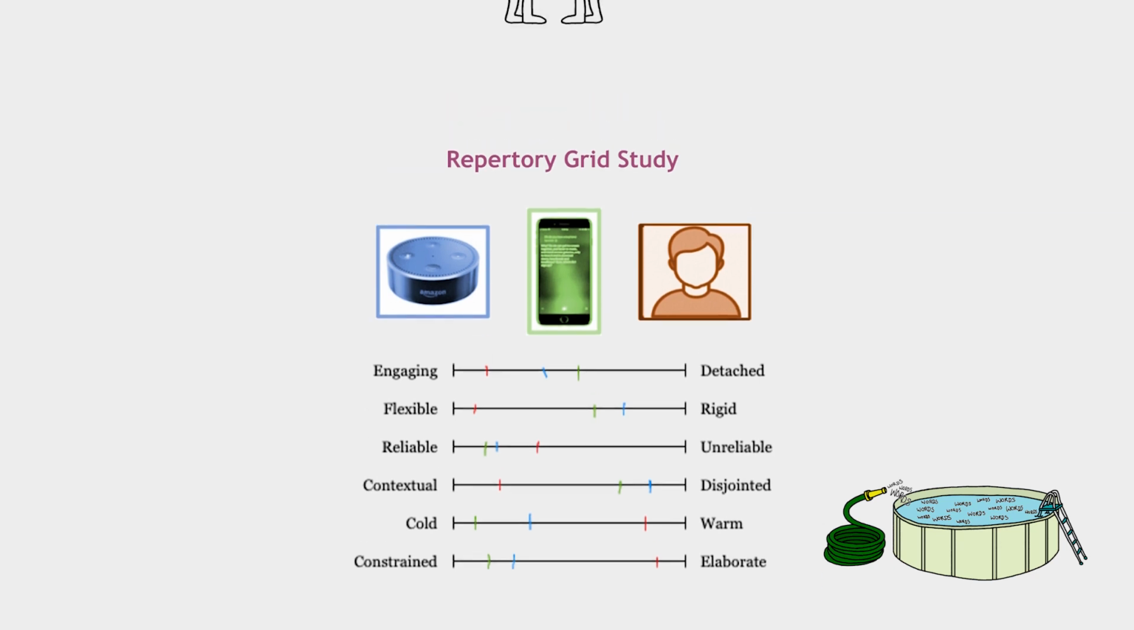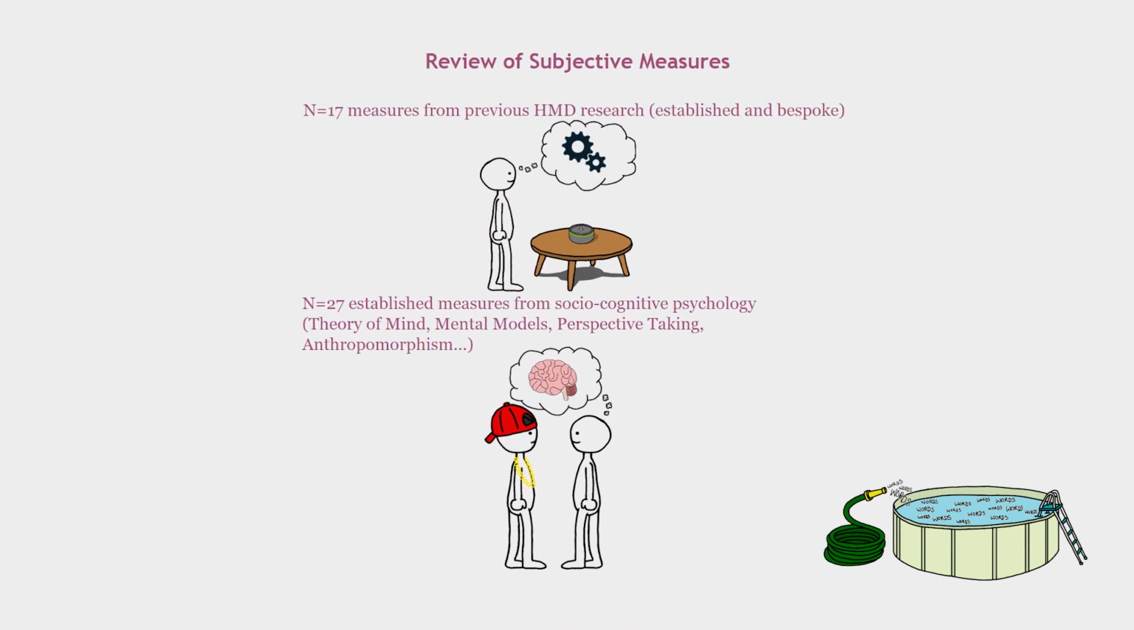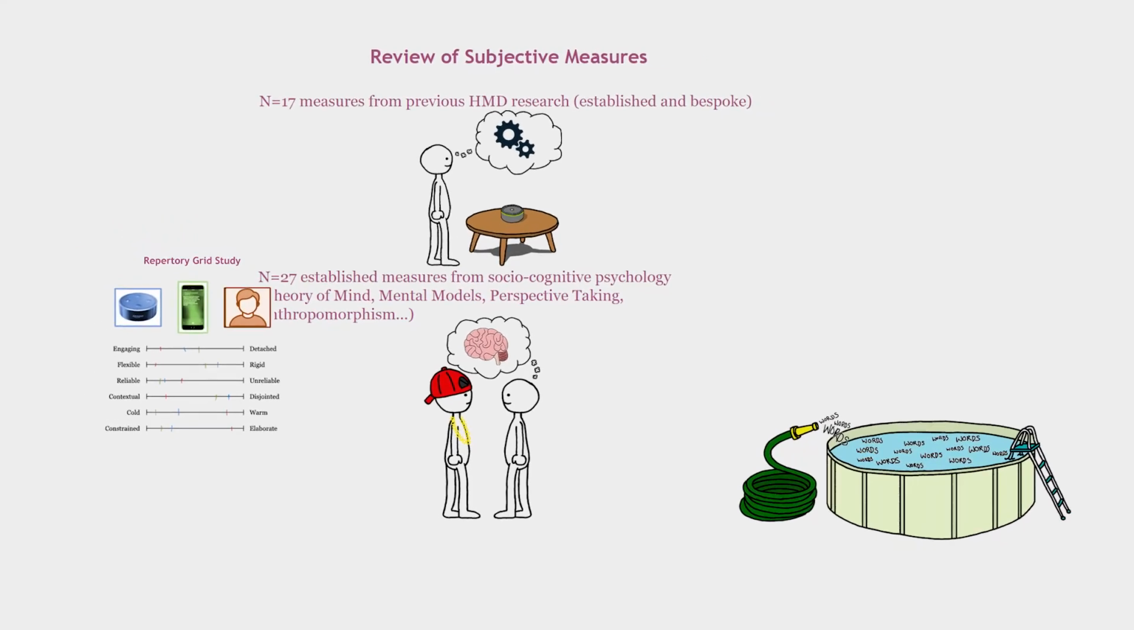This was then complemented by a review of relevant subjective measures, which included established and bespoke measures used in previous human-machine dialogue research, and established measures from socio-cognitive psychology covering topics like perspective taking, anthropomorphism, and theory of mind.